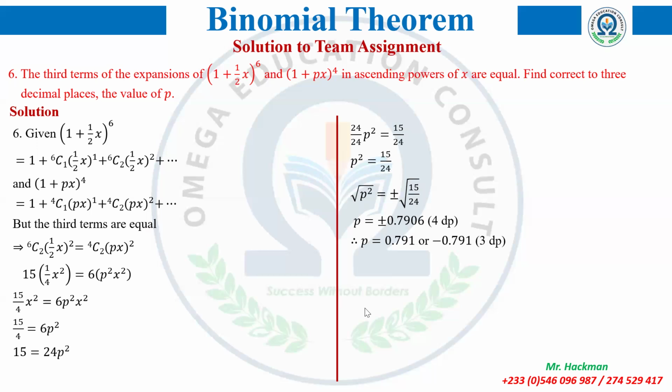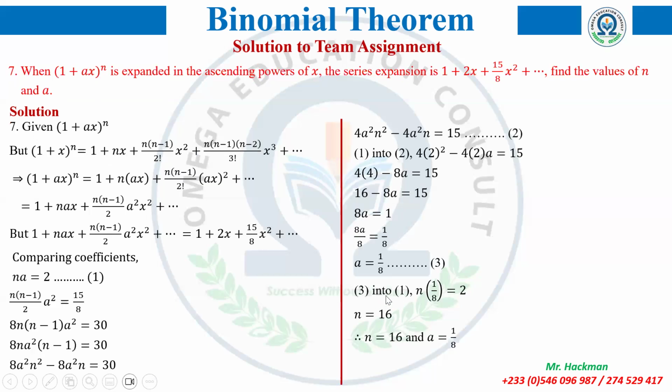All right, so now let's move on to question 7. Quickly, this is what we have in terms of question 7. When 1 plus ax to the power n is expanded in ascending powers of x, we are interested in the expansion being in ascending powers of x, so we underline that. The series expansion is 1 plus 2x plus, so obviously this will also guide us. Find the values of n and a.